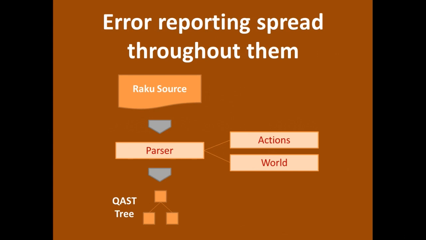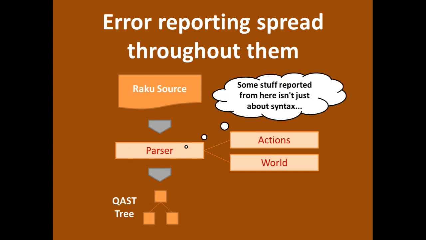Error reporting is kind of scattered throughout them. So the parser, in theory, just reports syntax errors, but I think actually the design is more like, well, we report the error in the place that most immediately makes sense and has the information most conveniently available. There isn't really a sense that the only things the parser reports is syntax errors.